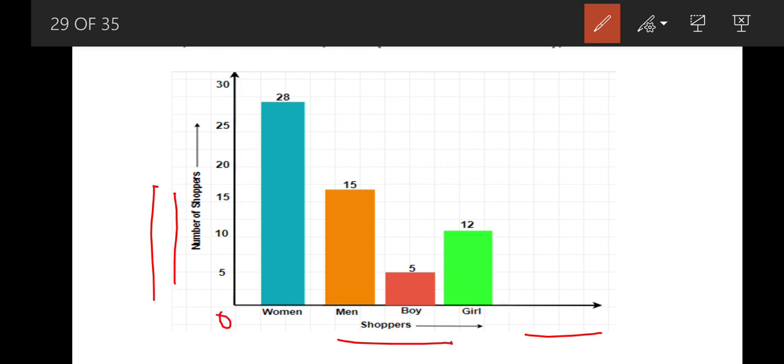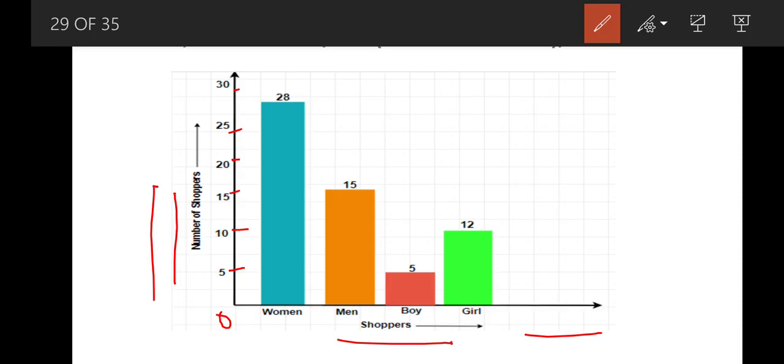Now for women, how many women visited? 28. So I have taken the scale as 5, 10, 15, 20, 25, 30. You can take it at a gap of 10 also, like 10, 20, 30, 40. It is up to you. So I have taken it with a gap of 5: 5, 10, 15 likewise.